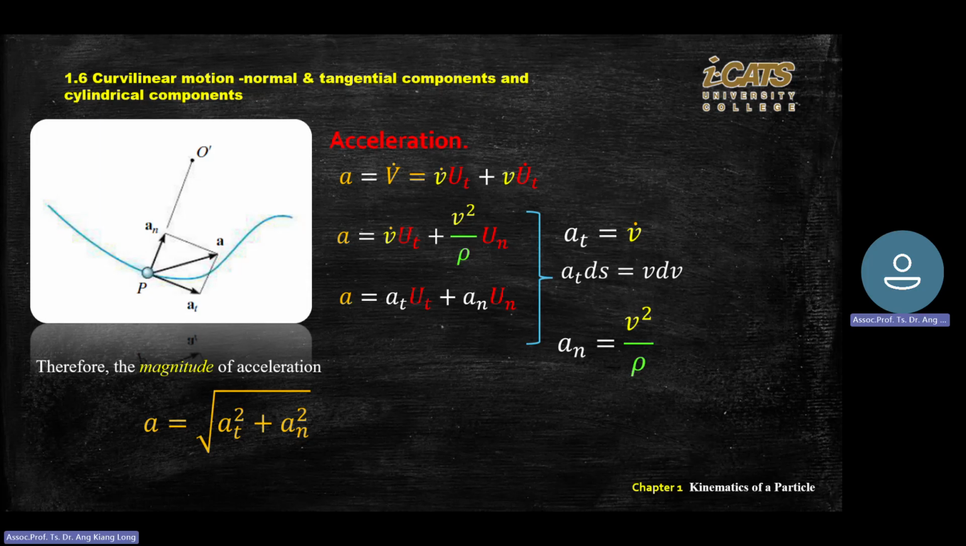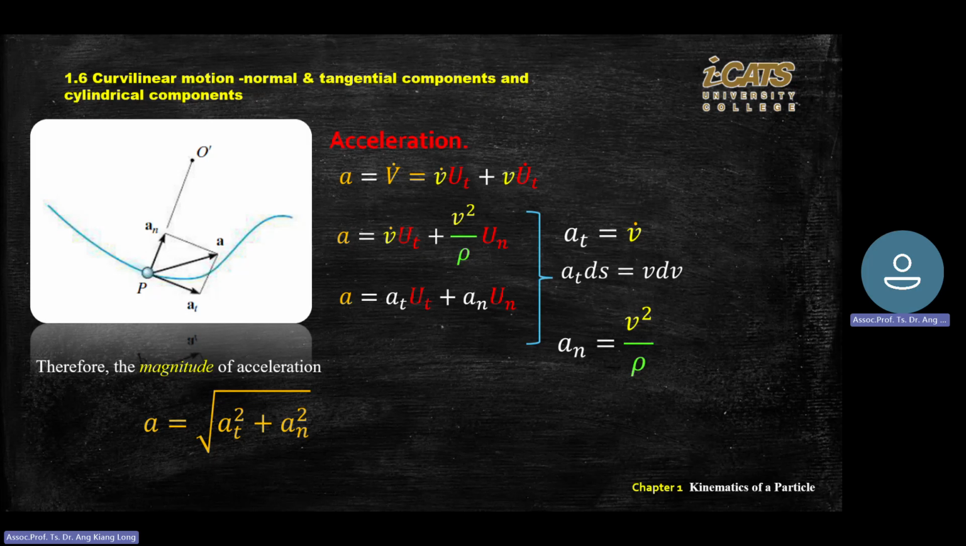Look at this equation. an equals v squared over rho. If it's a straight line, what is the rho value? Not 0. It's a very large radius, right? If you enlarge the circle, you can see a flat line, if you have a large enough circle. So what happens to your rho radius? It is infinity, so this goes near to 0. That's why your an doesn't exist during a flat line.